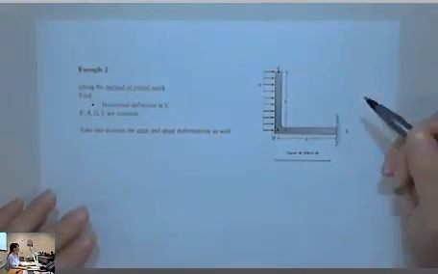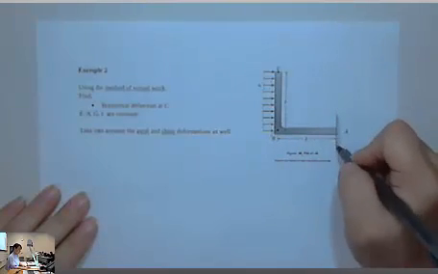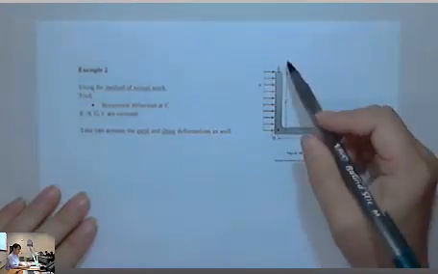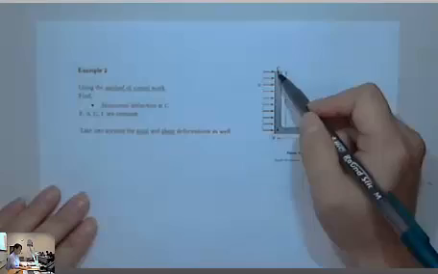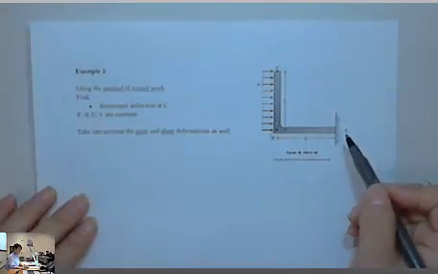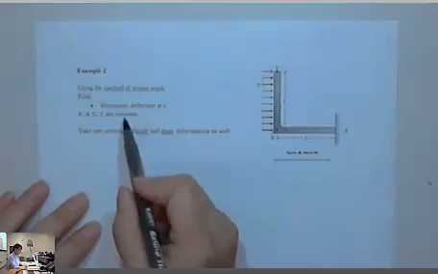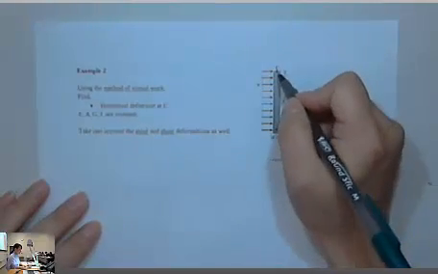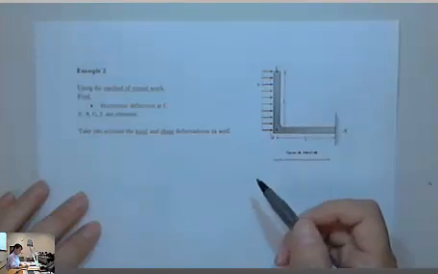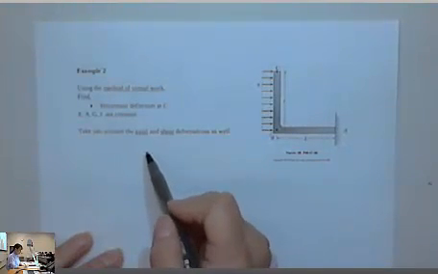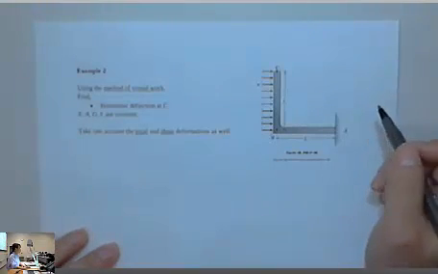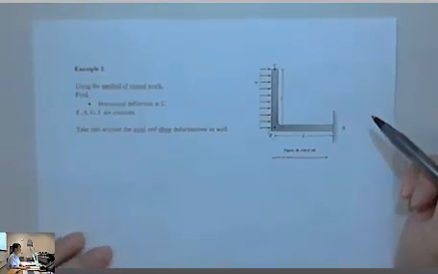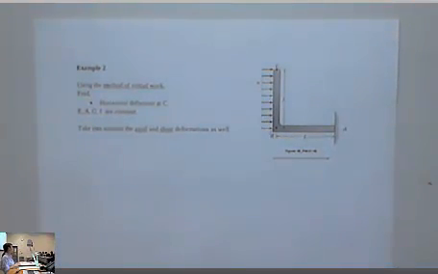So here we have an L-shaped frame fixed at this end A and subject to a uniformly distributed loading at this member BC. And now it asks to find out the horizontal deflection at point C. And again, you have to take into account axial and shear deformation as well, in addition to the bending. Okay? So now let's discuss, and then we talk about this example together.